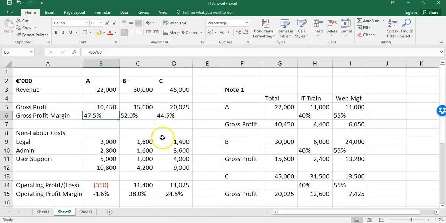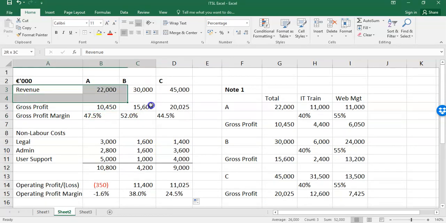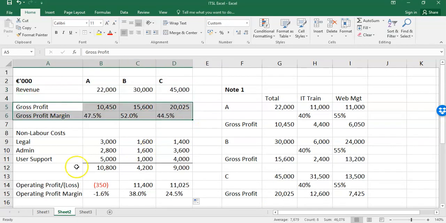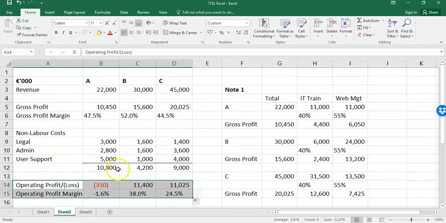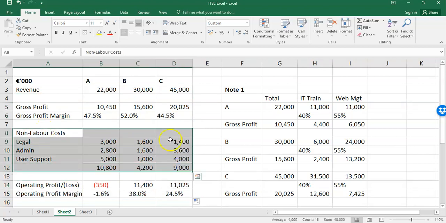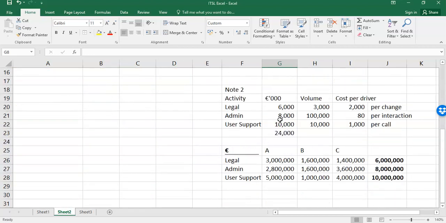Right. So that is our answer to part A. We've given the revenue, the gross profit and the margin, and the operating profit and the margin. And the main focus we wanted to look at was here, where you're allocating costs now, not to a product, but you're allocating to a customer segment. But you're still using the whole principle of activity-based costing. You allocate the indirect costs, which are hard to track to each customer, based on the use of activities. And we had 3 main activities here: legal costs, admin, and user support.